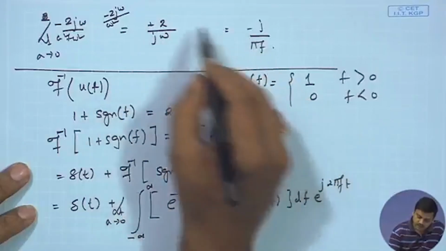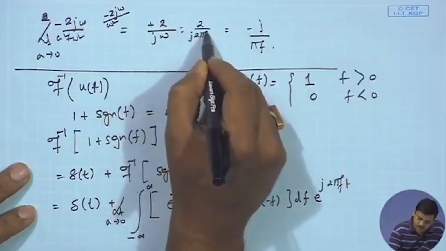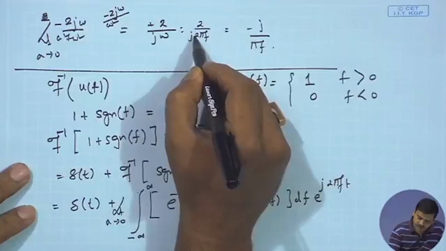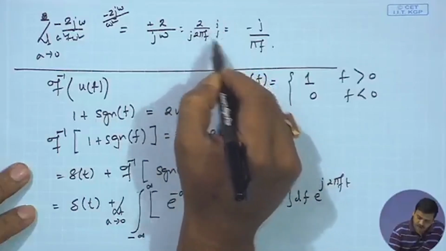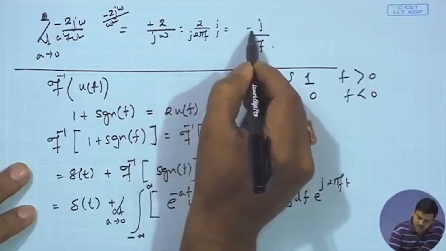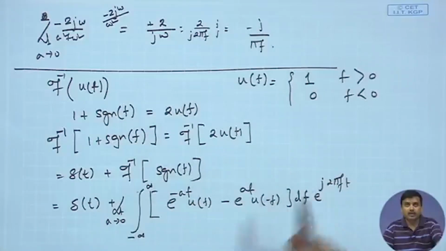So, that will result here, because you have 2 by j 2 pi f. So, this 2 and this 2 cancel out. I again multiply a j in the numerator and denominator, and you are going to get a minus sign here. So, that minus sign and this j translate over here. That sets things proper in our relationships.